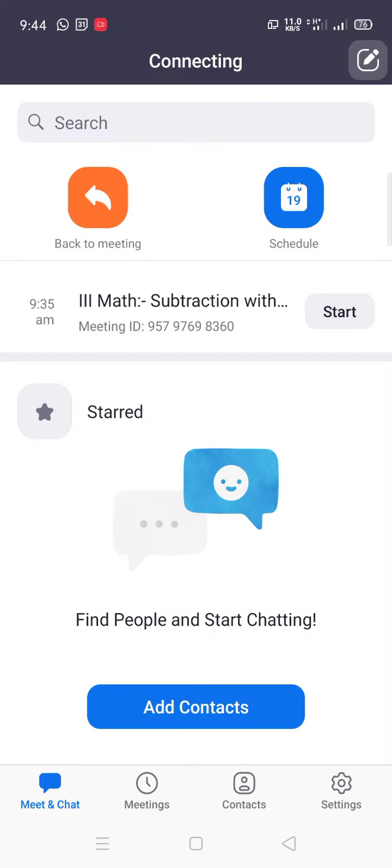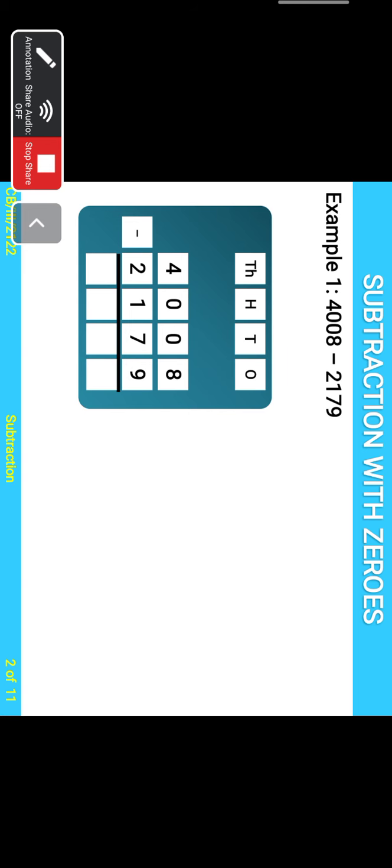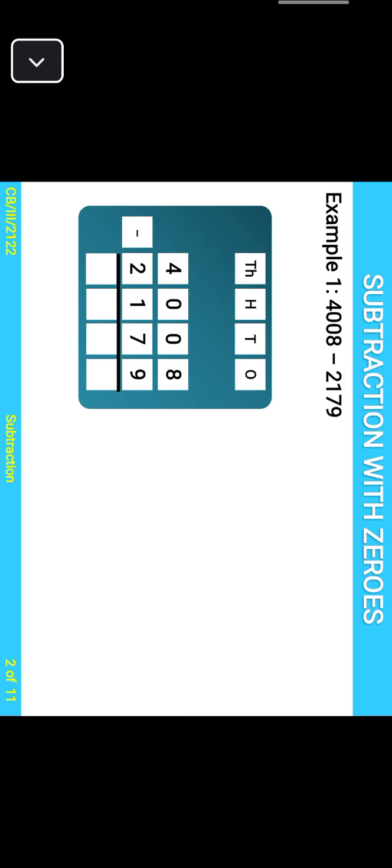Whenever students do this type of subtraction, they always get confused in the borrow. So watch carefully how to do the subtraction. So example 1 is 4008 minus 2179. This is the horizontal form.